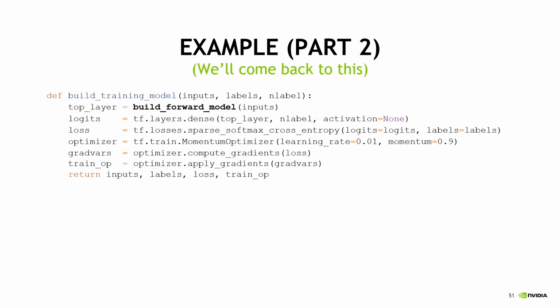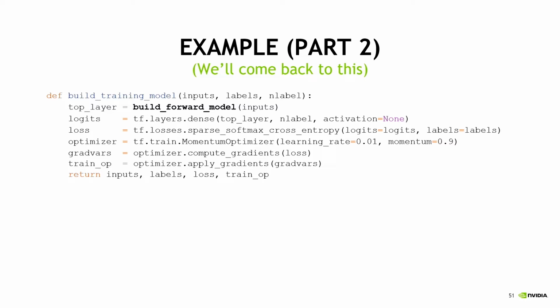So this is the second part of the example. This is the part that we'll come back to for changing our model into mixed precision. This is building a training model out of our forward model. The first thing, we're just going to call the function from the previous slide to build our forward model. We're then going to add another dense layer just to get our logits layer, that is one element for each label in our classification task. Like for ImageNet, this would be 1,000. We're then going to apply a loss on top of this, and we're using a softmax cross-entropy loss.